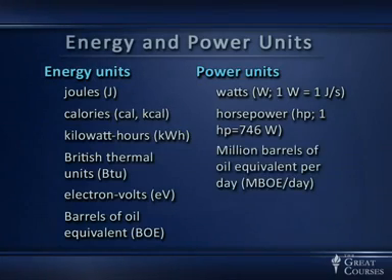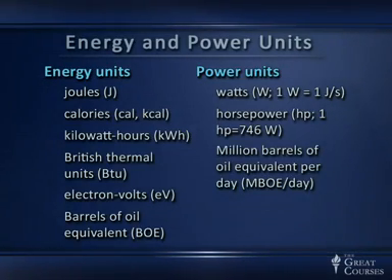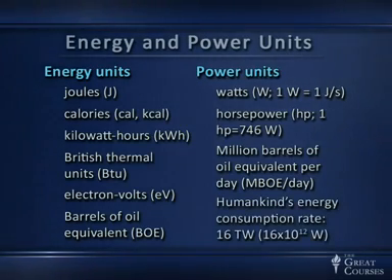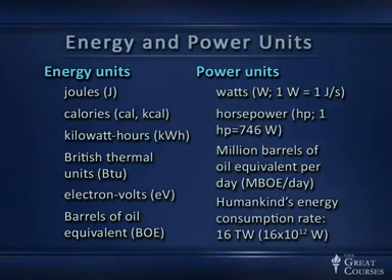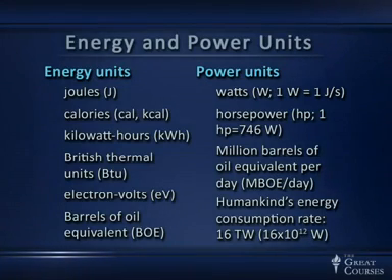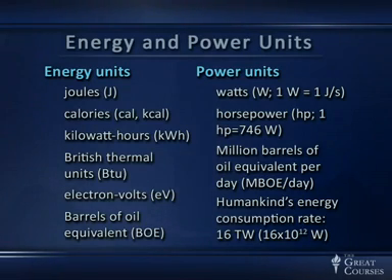1,000,000 barrels of oil equivalent per day, that's a certain rate of using energy. That's power. If you're in the oil industry, you might talk about power in those terms. Humankind's energy consumption rate, the entire population of our planet, is consuming energy at the rate of 16 terawatts. That's about 16 times 10 to the 12 watts. And you might ask, well, is that per day or per year or what? No, it's a rate. It's round the clock. Humankind is consuming energy at the rate of 16 trillion joules every second.